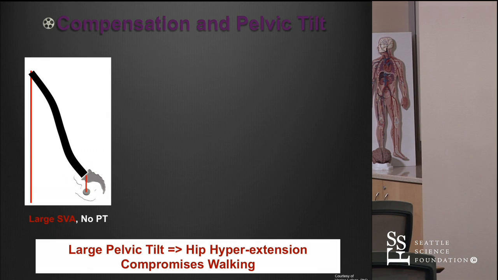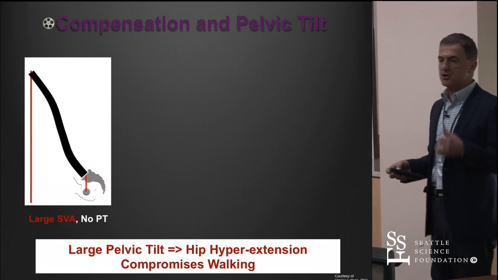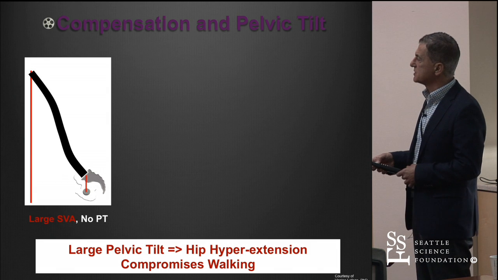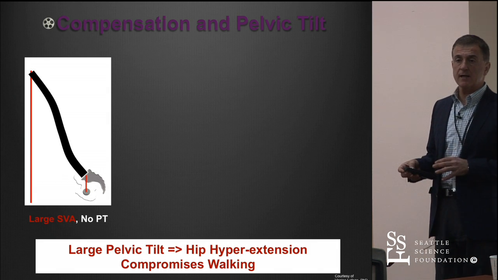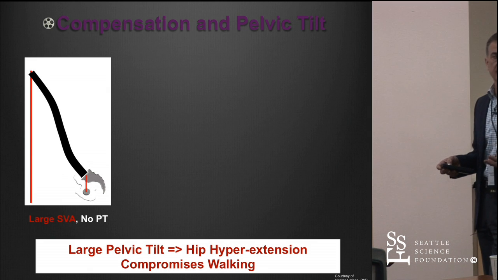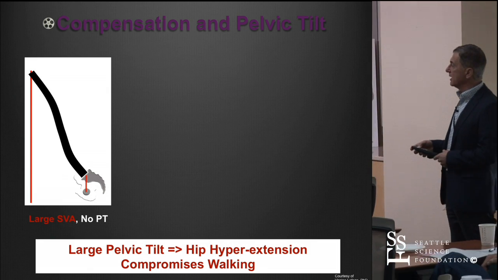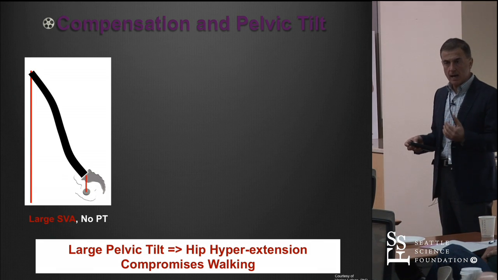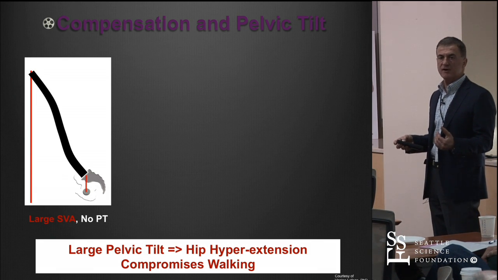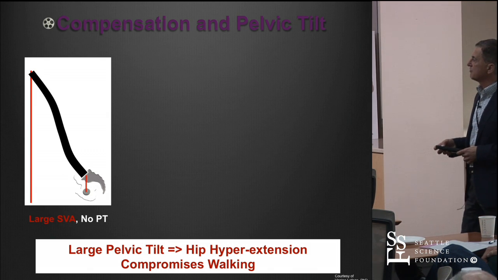So what does that mean? That means that you could have somebody with a large SVA, a large sagittal vertical axis distance from the plumb line, but no pelvic tilt. What does that tell you? That tells you that patient is decompensated, but that patient is not trying to compensate via pelvic tilt. Again, SVA alone is also not very useful. Like in the old days, we used to say SVA and that's it. We did not look at pelvic tilt.